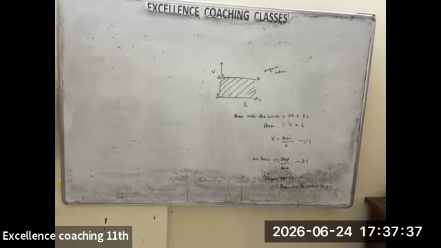Next one. The area under the curve of acceleration time graph gives you what? Area under velocity time graph gives you displacement. Area under acceleration time graph gives you velocity. Very good.